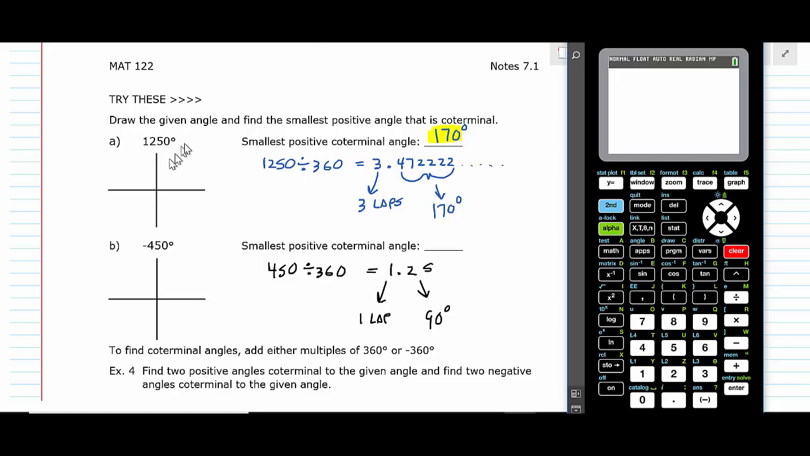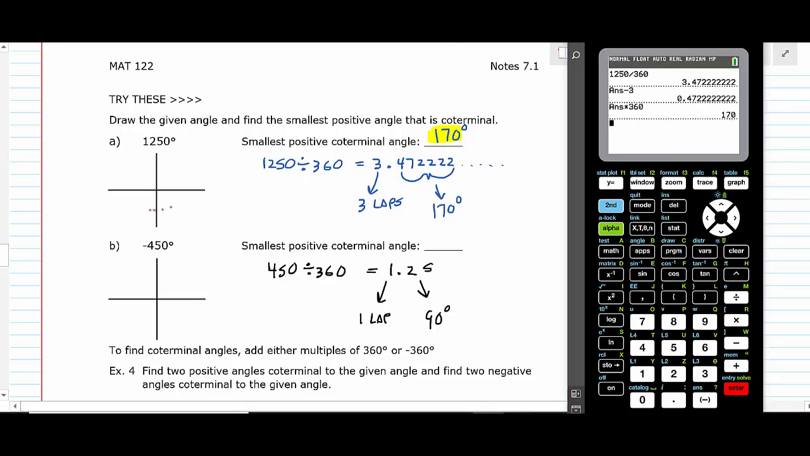So just to begin with, I didn't do the graph yet, but what I would do on this 1250 is, I do this on the calculator, 1250 divided by 360, which gives this. That means 3 laps. That's positive, so counterclockwise. And then I take the decimal part and multiply by 360. So I do this on my calculator in a couple of quick steps. There's my 3 laps. Then I subtract 3 to get the decimal part on the calculator. Then I multiply that by 360. So that gives me that leftover coterminal angle of 170.